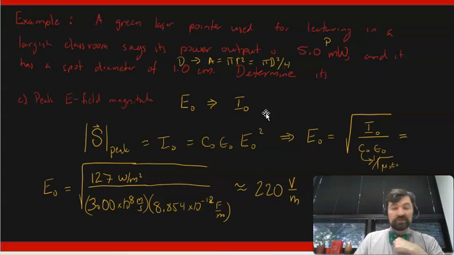All right, so that is a 3-parter example for everybody of finding the electric field. I think that suffices for today's video. Hopefully you've learned something about the Poynting vector, and thanks for watching.